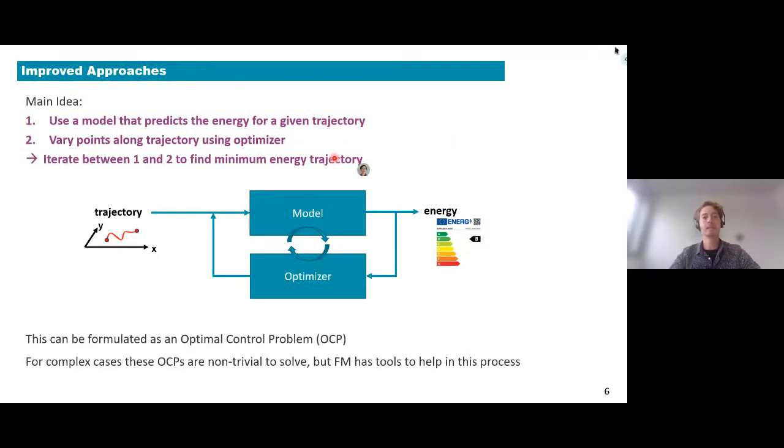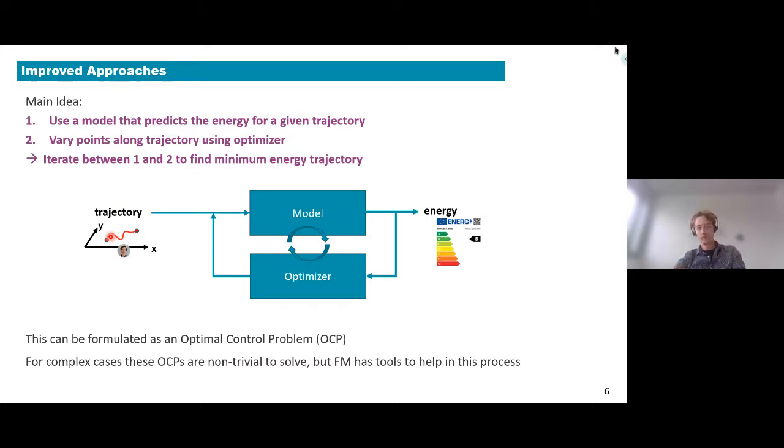A very high-level idea is basically we're going to use a model that predicts the energy for a given trajectory. So assume we have some model of our machinery, of our robot, of whatever kind of motion machinery we have. We're going to use an optimizer to vary the points along this trajectory. Then we're going to iterate between using the model to evaluate the energy and using the optimizer to optimize the trajectory to find a minimum energy trajectory, as visually depicted here. So basically looping over the two to optimize the trajectory to minimize our energy.